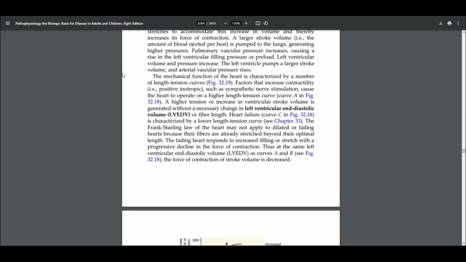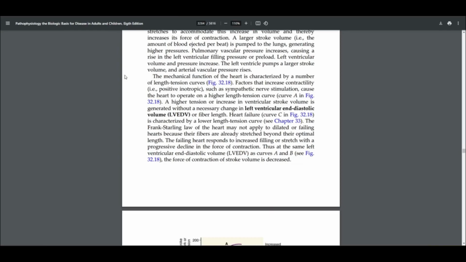The mechanical function of the heart is characterized by a number of length tension curves. Factors that increase contractility, such as sympathetic nerve stimulation, cause the heart to operate on a higher length tension curve. A higher tension or increase in ventricular stroke volume is generated without a necessary change in left ventricular end diastolic volume, or LVEDV, or fiber length. Heart failure is characterized by a lower length tension curve.